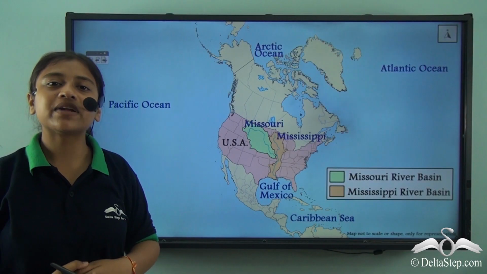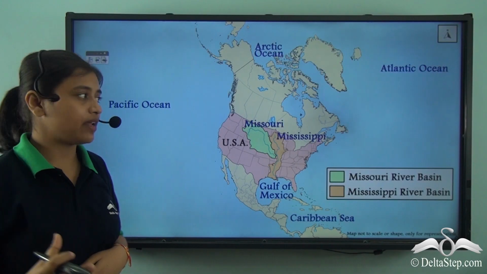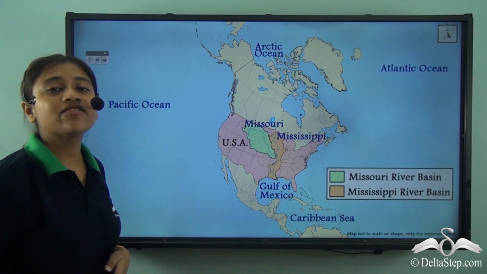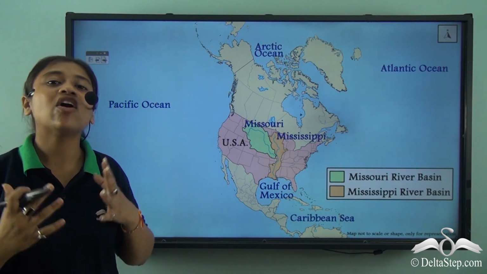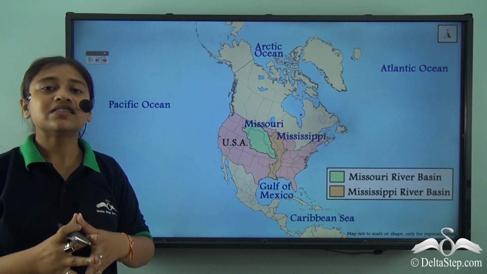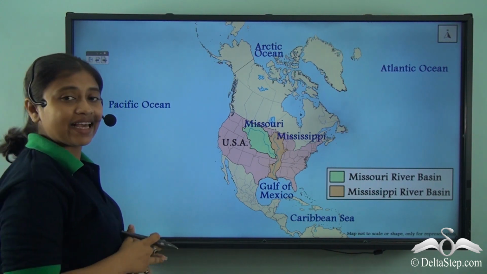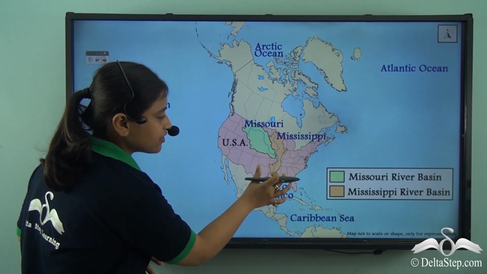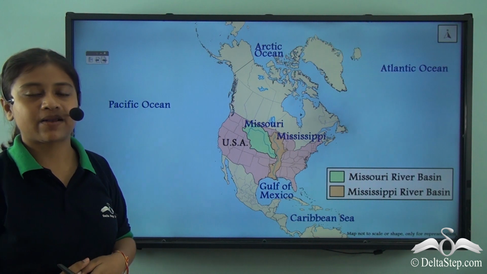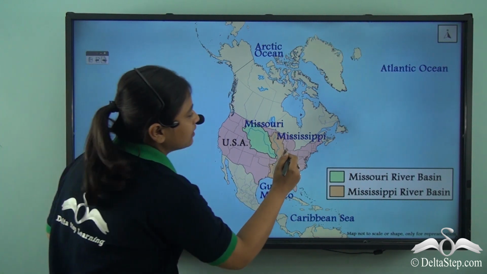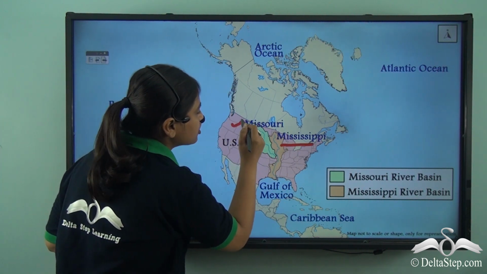As we learnt in our previous lessons, the Central Plains or the Great Plains lying at the central part of the continent is often known as the granary of the world. Now this is simply because this region is drained by major rivers and consists of 2 important river basins, primarily of the Mississippi River and the Missouri River.